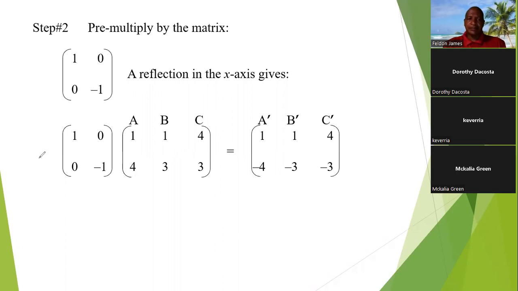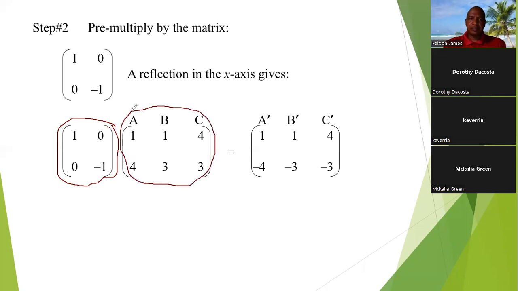Okay, so this is what I'm saying. This is a reflection matrix, right? What are you doing with this reflection matrix? You're using it to multiply this matrix, right? Are you clear on that, Ms. Green and Ms. Cabrera? Yes. Right. But we are saying that when you multiply these two together, this is what you get. Are you clear on that?